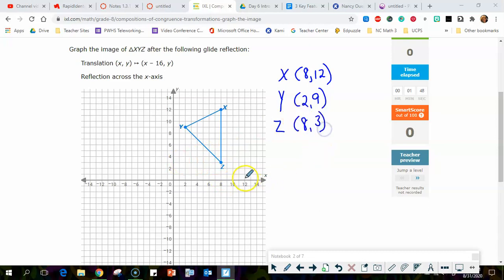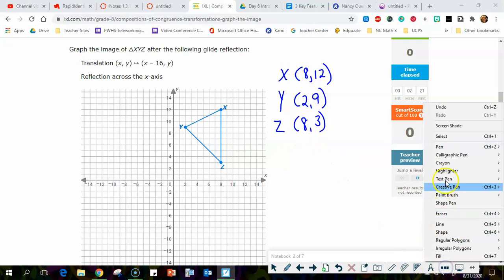So if you remember, to do this sort of transformation, the best way is one step at a time. First thing we would do is the translation, and then we would take those coordinates and reflect them across the x-axis. So it looks like this one is being translated 16 to the left. So we can look at each of these ordered pairs and rewrite the ordered pairs.